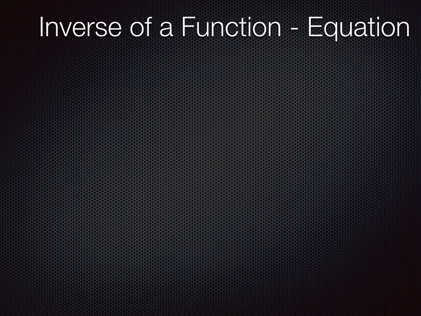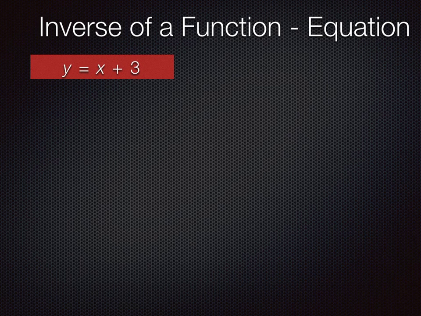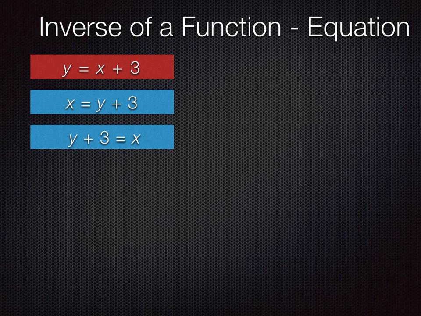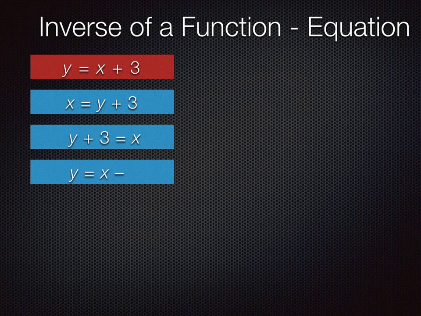Okay, so for the inverse of a function from an equation, we're going to consider a linear function, y equals x plus 3. And instead of graphing this, we're going to switch the x and the y. So we're going to rewrite the equation by substituting x where I see a y and y wherever I see an x. Now I'm going to rewrite this equation so y plus 3 is on the left-hand side of the equal sign, and I want to solve for y by subtracting 3 from both sides.